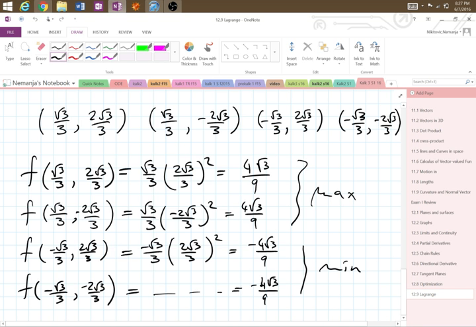So the procedure for Lagrange: you have f of x, y given, and the constraint g given. Obviously the fun is when you have to find them. We'll take a look at that. Then you find partial f partial x, partial f partial y, the del f, which is a vector, a vector of partial derivatives.